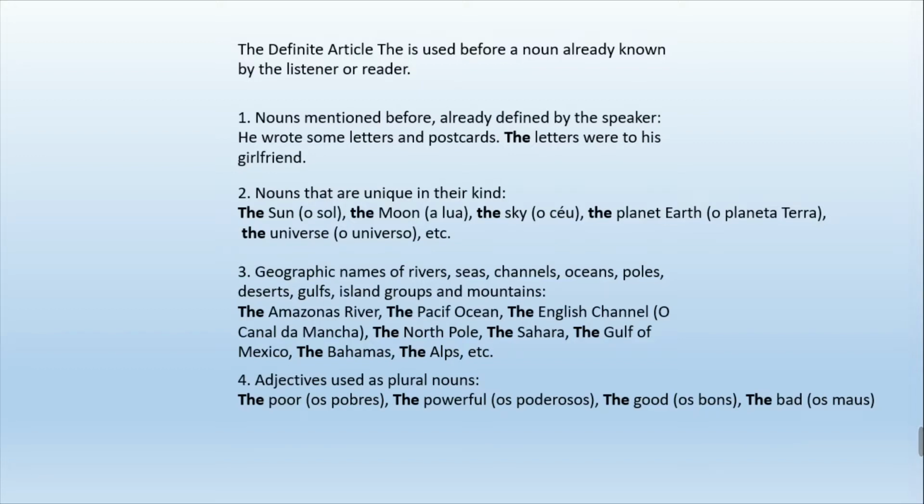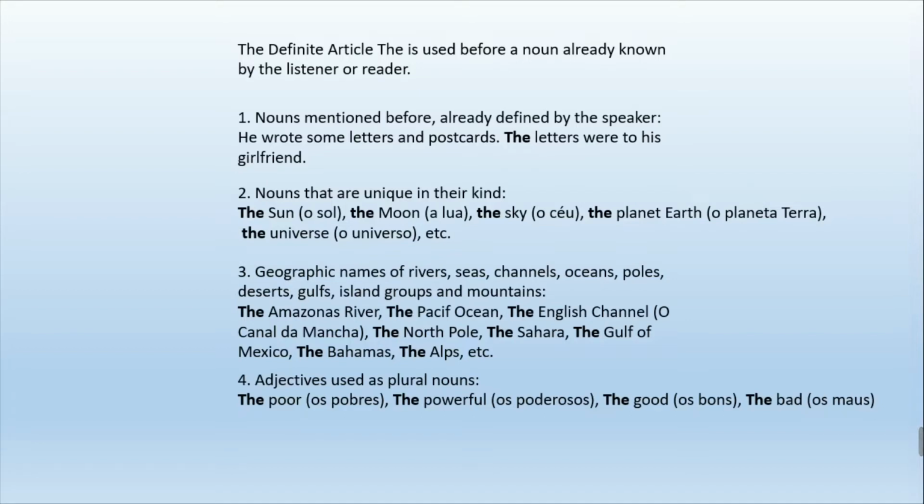The Guaíba River, the San Francisco River, the Colorado River, and the list goes on and on. I could give you examples like forever. The Himalayas, the Everest Mount or mountain. So we have lots of examples in this group. Just be careful because I've already seen questions and they asked basically very specific things like geographic names of rivers, seas, channels, oceans, poles, etc., etc.